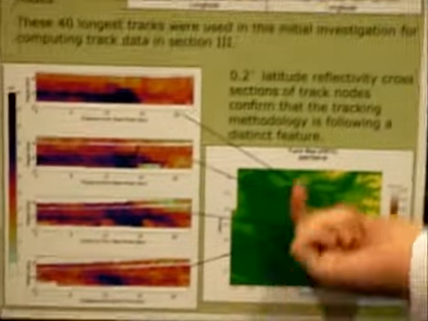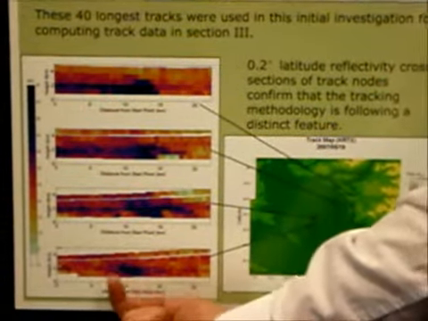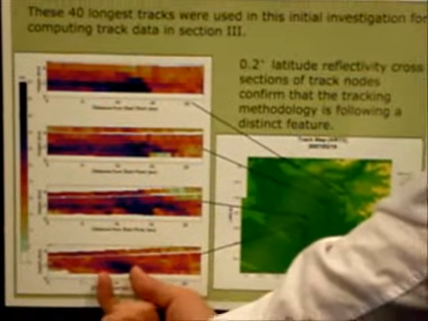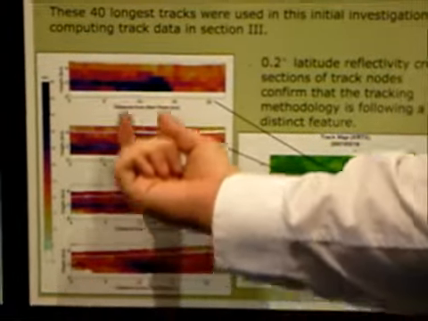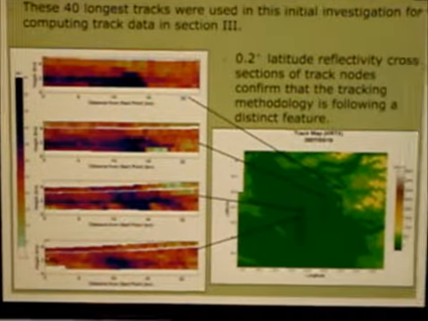To convince ourselves that we weren't tracking a feature, here's north-south cross sections along a track, and so this is earlier and later. So we see that we're tracking the feature in the middle here pretty well, and visually it's different from its surroundings.